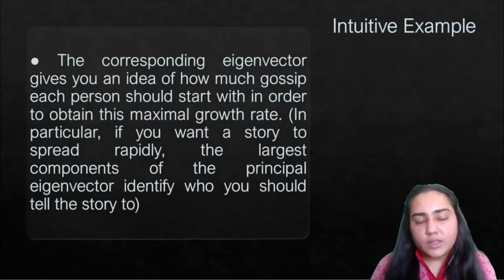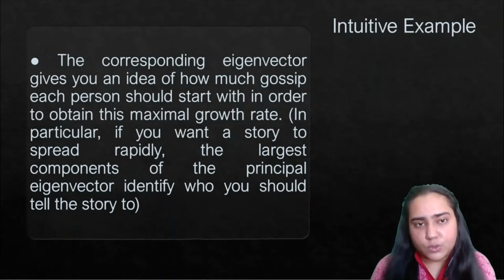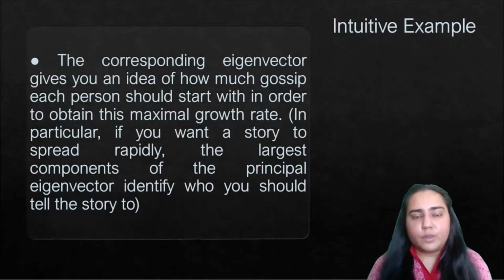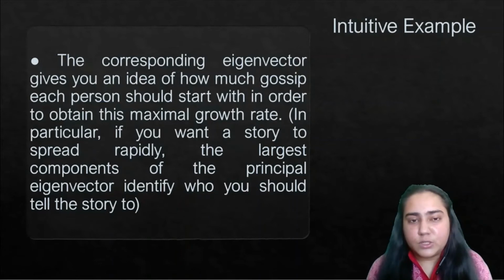The corresponding eigenvector to this eigenvalue will give you an idea of how much gossip each person should start with in order to obtain this maximal growth rate. So in particular, if you want a story to spread rapidly, the largest components of the principal eigenvector identify who you should tell the story to. The eigenvector that corresponds to the eigenvalue will tell you how much gossip each person should start with in order to obtain the maximal growth rate.